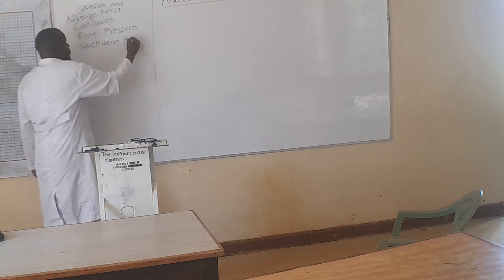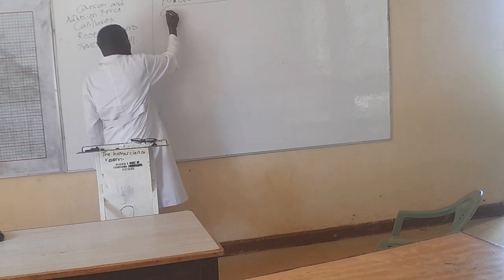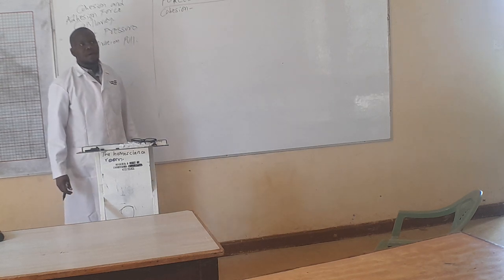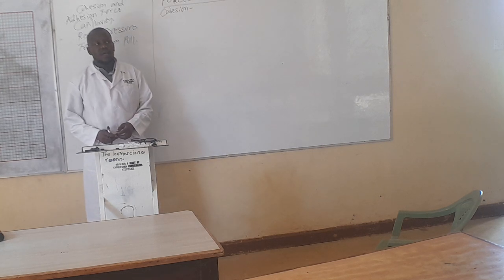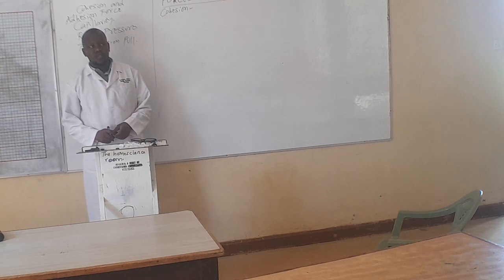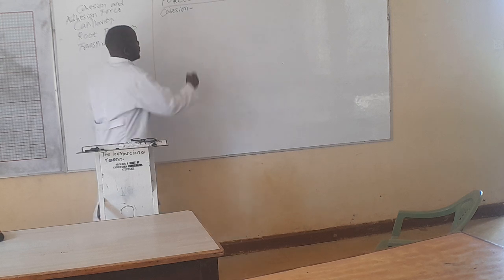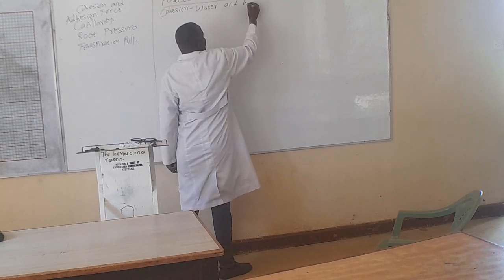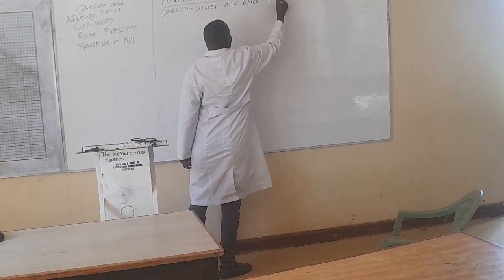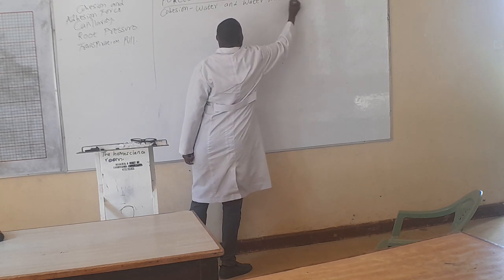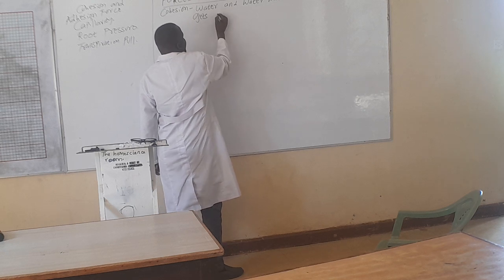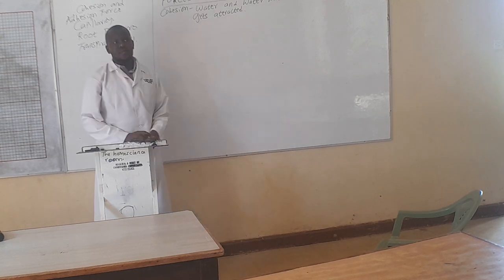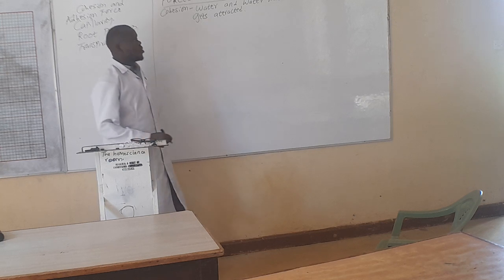Cool. Let's start with the cohesion force. How do we explain the cohesion force? This is about water molecules getting attracted. So we are saying what? Water and water molecules get attracted, and this will be held by a bond called hydrogen bond.